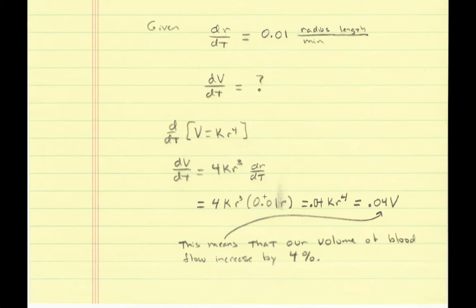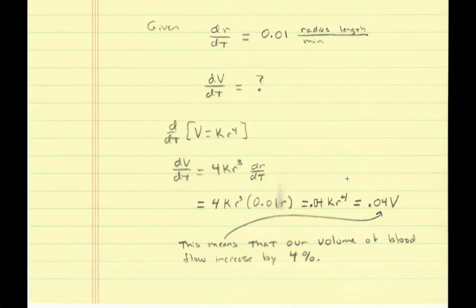Put in that value. And you can see what I get here is 0.04 kr to the fourth power. Now, we don't know the constant, we don't know the radius, but what's interesting about this is when we put that value in, I once again have kr to the fourth power. That is what volume is equal to. So all I did after I multiplied 4 times 0.01 to get 0.04 is I substituted out the kr to the fourth power, and this is what I now have.